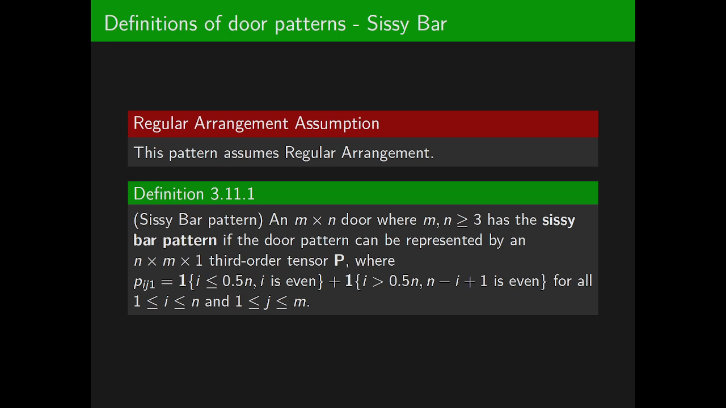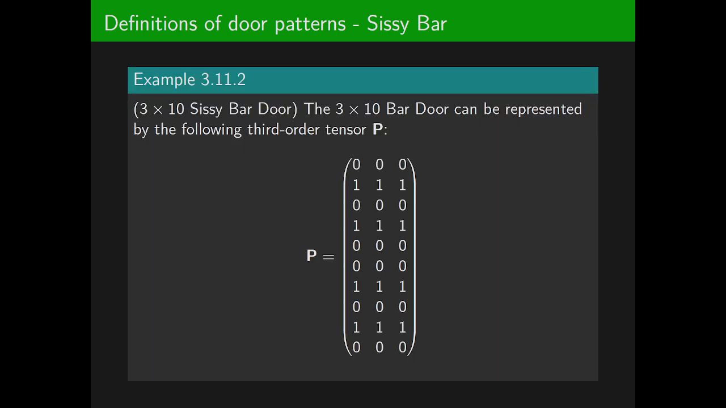Now, the example is a bit special. I use a 3x10 Sissy Bar door. And I forgot to change from bar door to Sissy Bar door, must be because of my copy and pasting not being careful. But either way, the 3x10 Sissy Bar door represented by the following third order tensor looks like this.